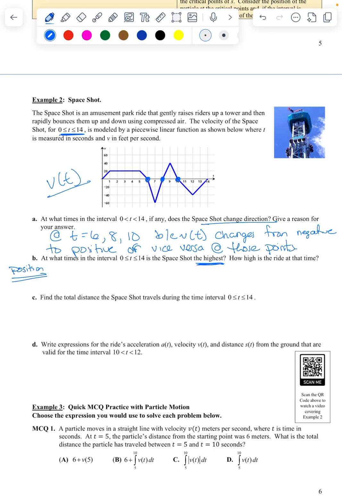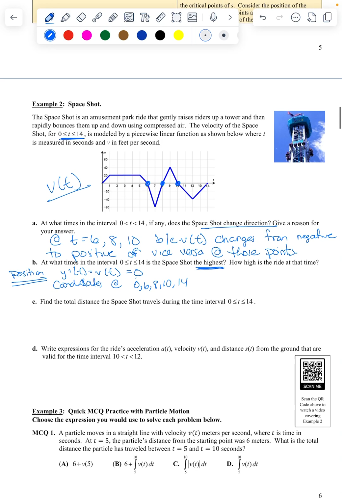So we're going to let y of t be the height in feet of the ride. And then we know that y prime of t is equal to v of t. And we're kind of asking when is that equal to 0? And we already solved it before, but we also have to use the endpoints. Okay? So our candidates are 0, 6, 8, 10, and 14 that we need to check.